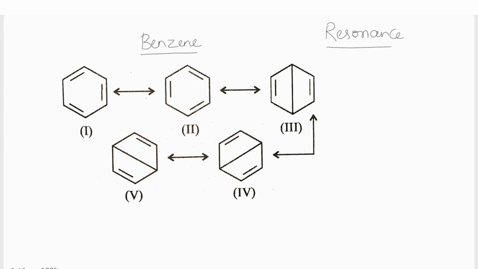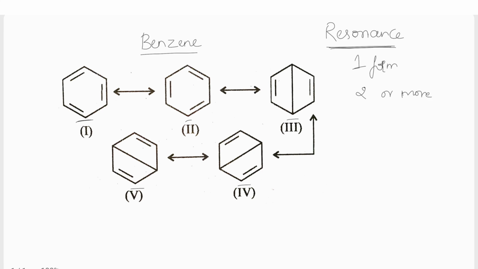The phenomenon of resonance is nothing but this: the given molecule, like benzene, is not able to be written in a single form. You cannot write it in one form to explain all its properties, but you write it in multiple forms. As you can see, there are 5 forms for benzene. So when a molecule can be written in 2 or more forms, such phenomenon is called resonance. So how can you write resonance structures?